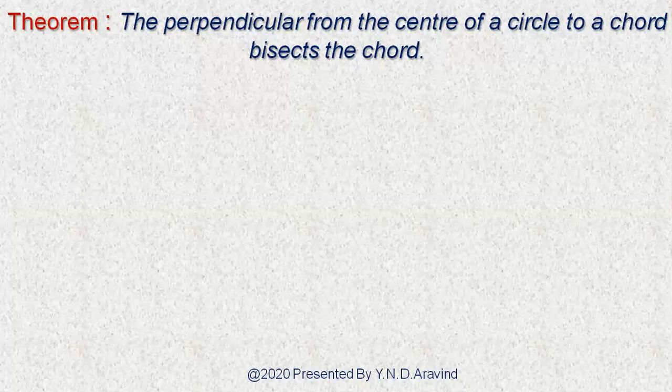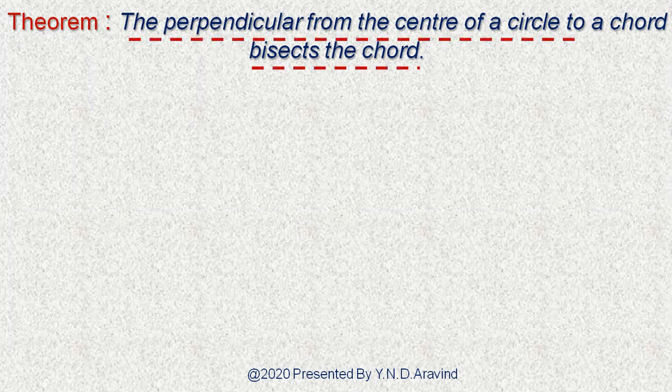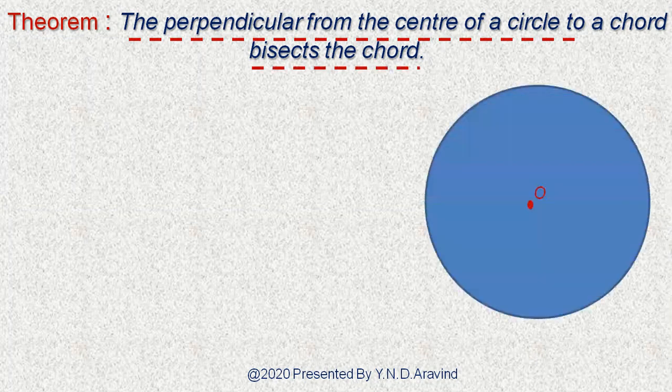Now, let us start the theorem. Like we always do, friends, let us first understand the theorem. So, the perpendicular from the center of the circle to the chord bisects the chord. Let us take a circle with center O, and now let us draw a chord. We know that a chord is any 2 points on a circle. The line segment between those 2 points is called a chord. Now, let us take this point as A and this point as B. So, AB is our chord, and from center O, we have to draw a perpendicular.